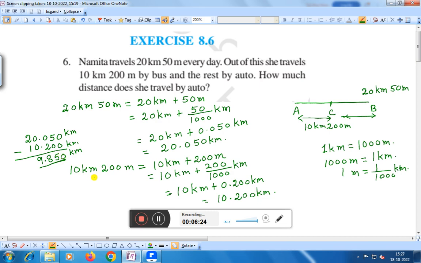What is the question? How much distance does she travel by auto? That we can say, therefore, she travels 9.850 kilometer by auto, right? This is the solution of question number 6.